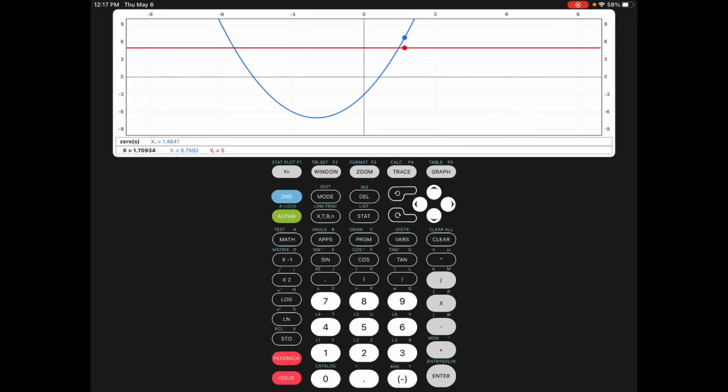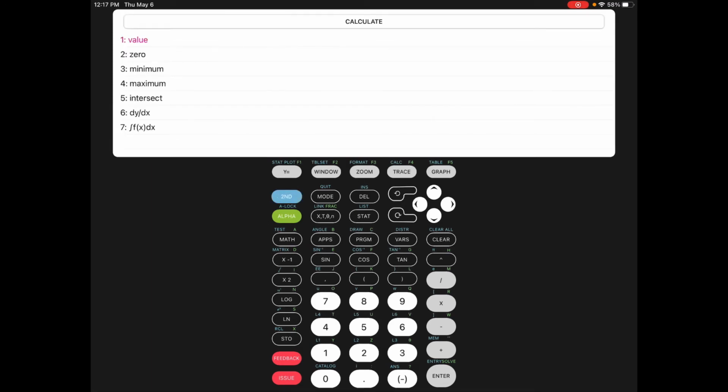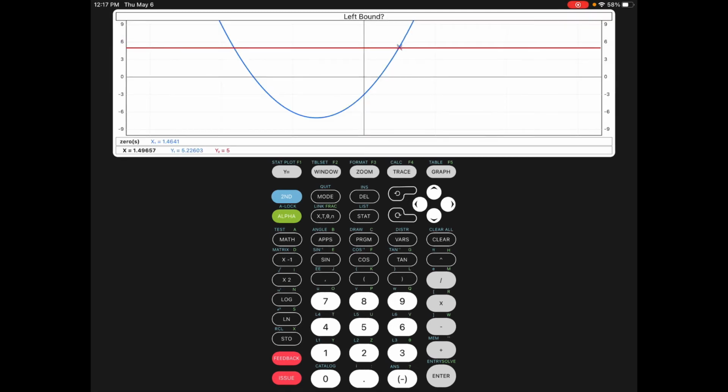Now I've got 2 particular lines, and I want to find the intersection of those 2 lines and see what my answers are. So instead of choosing number 2, I'm going to choose number 5. I want to find the intersections. Again, this calculator asks for the left boundary. I go left of the point of intersection, and I move right to the point of intersection. The square dot is my answer. That value is 1.465. I round my x value to the nearest tenth, so that would be 1.5.